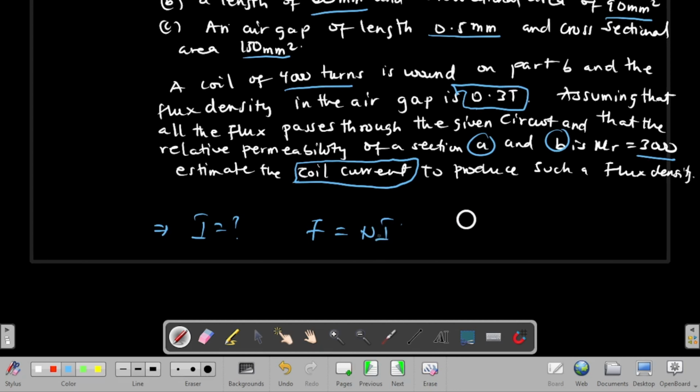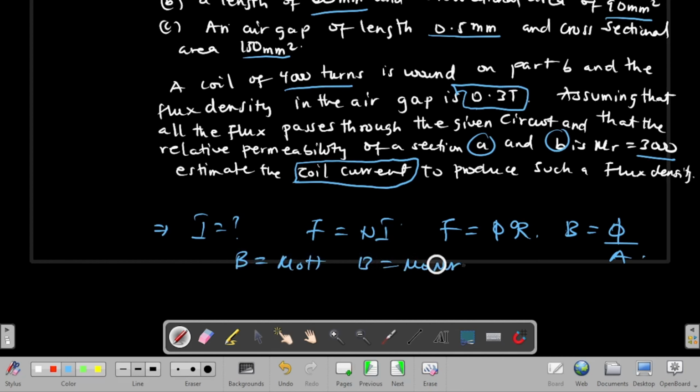So what are the ways you can do this? And here you can list another formula. F is equal to flux times R. You know that your B, flux density, is equal to your Weber, which is magnetic flux, over area. So try and list as many formulas as you know, right? B is equal to mu naught H. B is equal to mu naught mu R H.